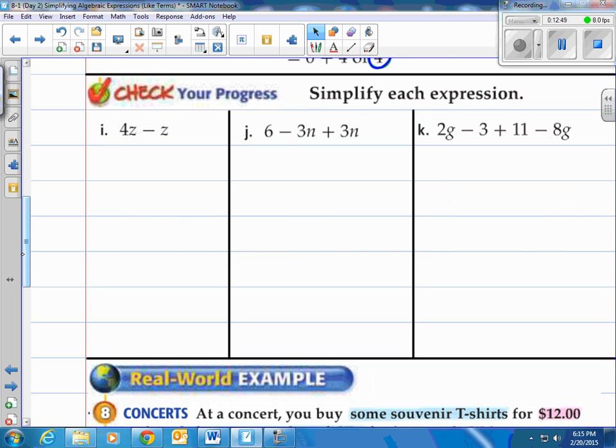All right, you give it a shot here. We got 3 problems. Come on back, see how you did.